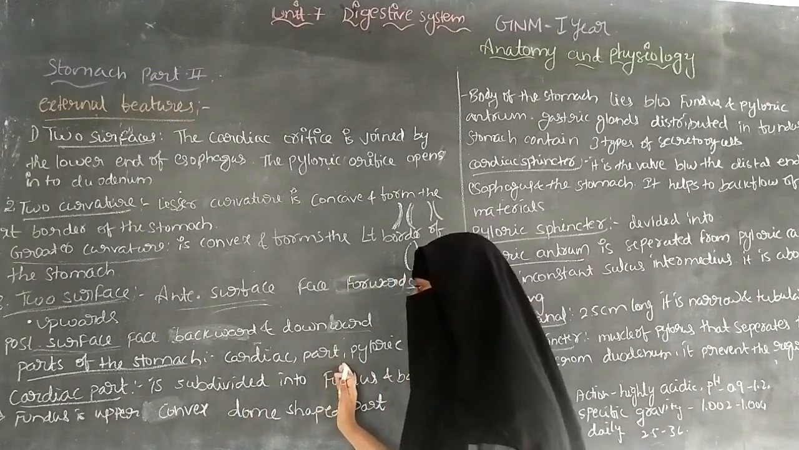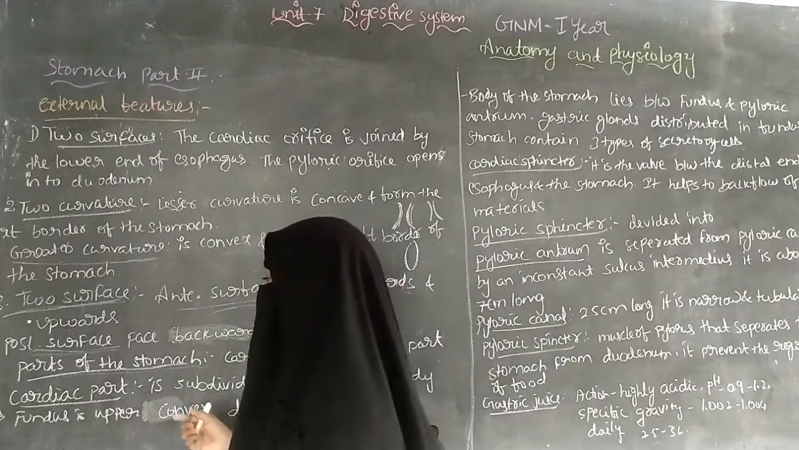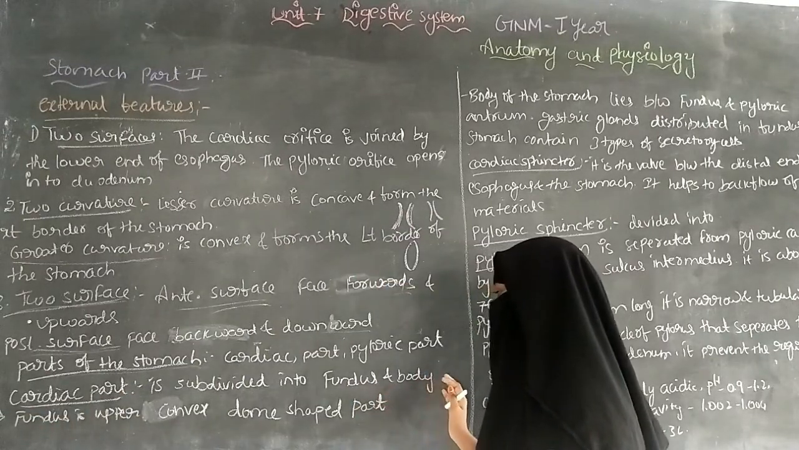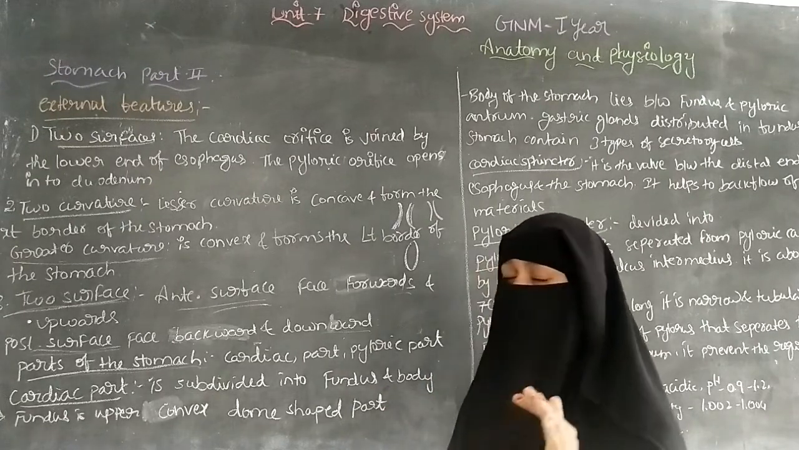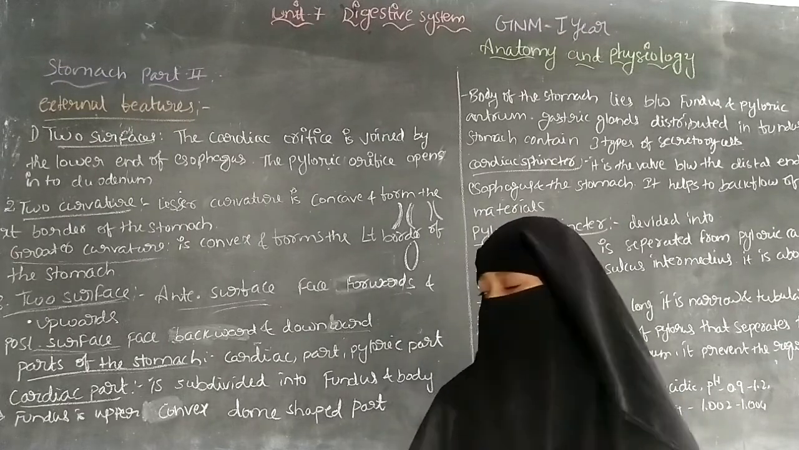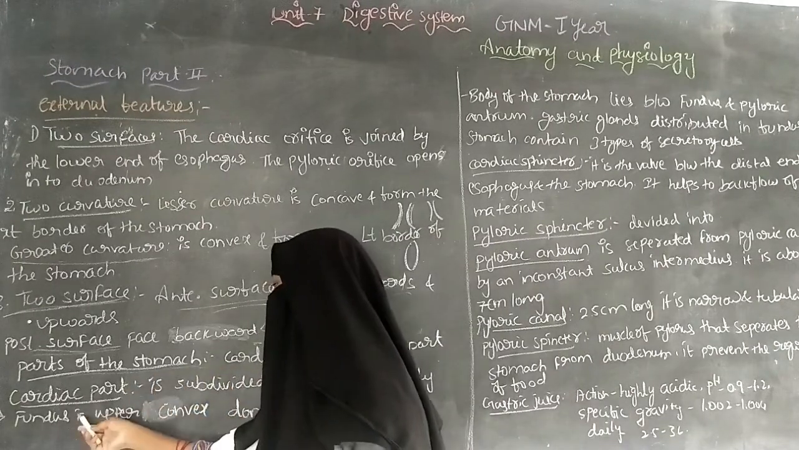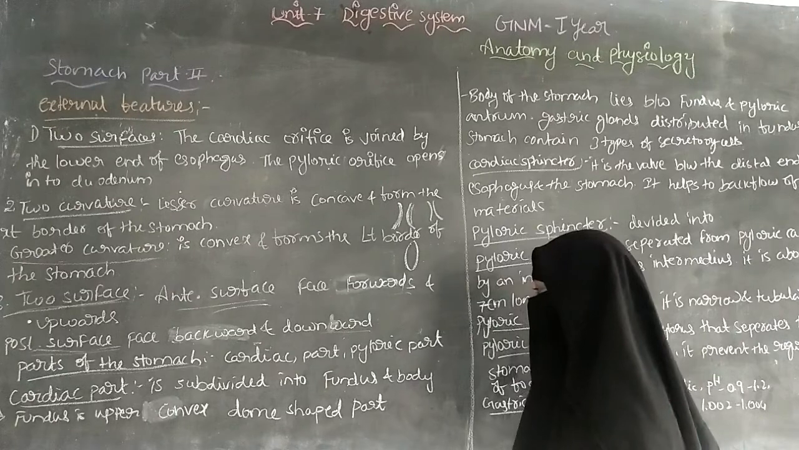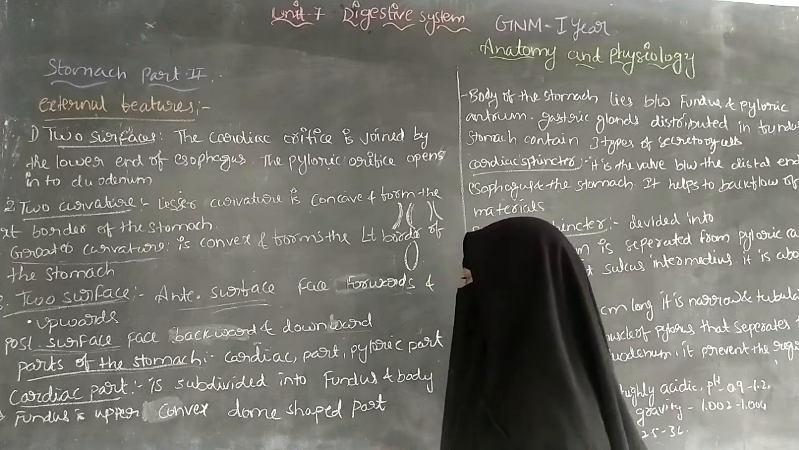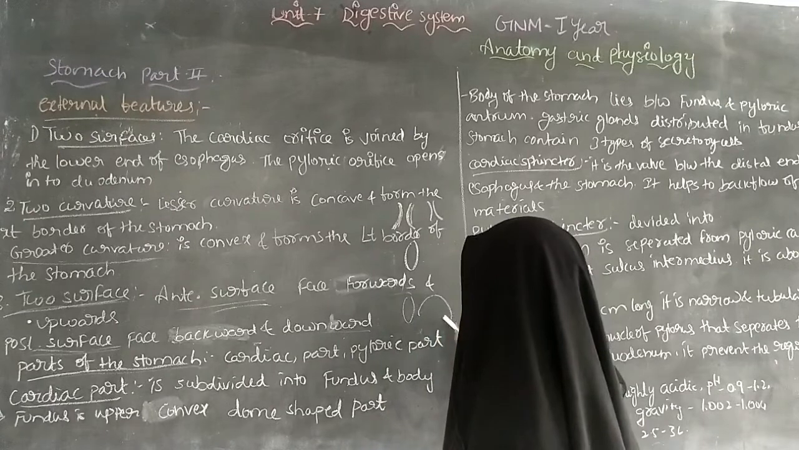The cardiac part is subdivided into the fundus and body. So the stomach has three parts: the fundus, the body, and the pyloric antrum. The fundus and the body form the cardiac part. The fundus is the upper convex, dome-shaped part. It is convex and dome-shaped.